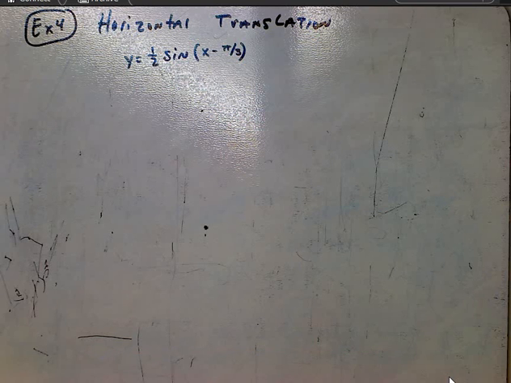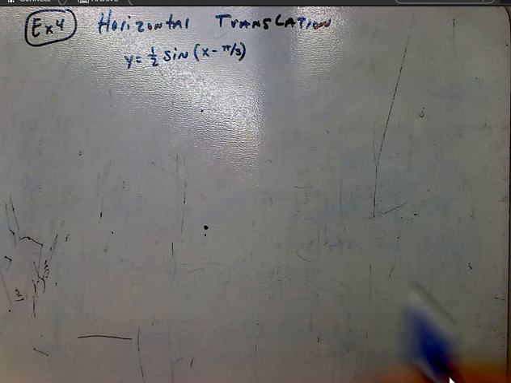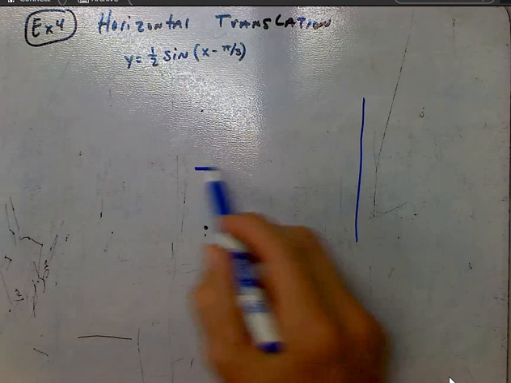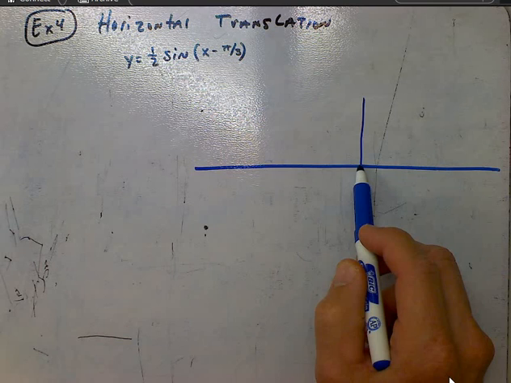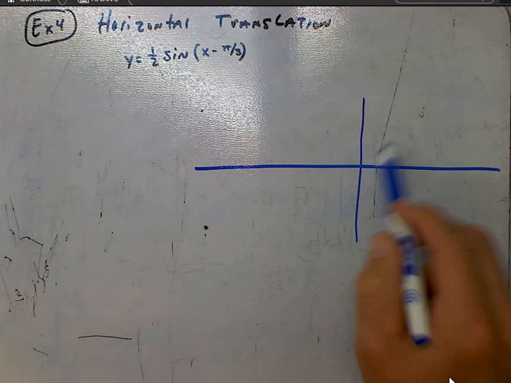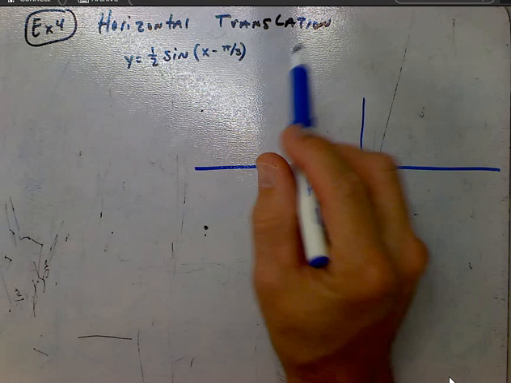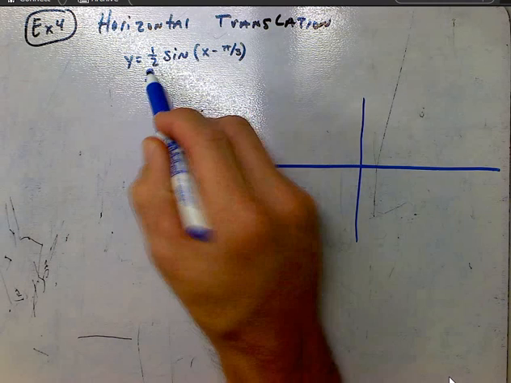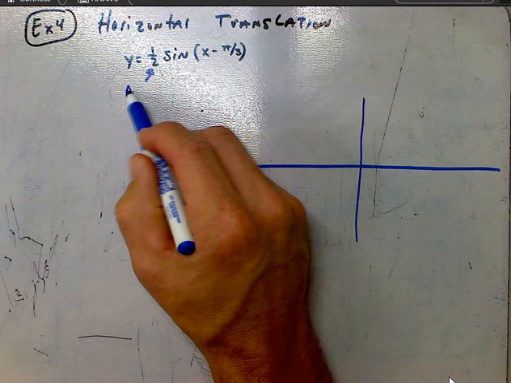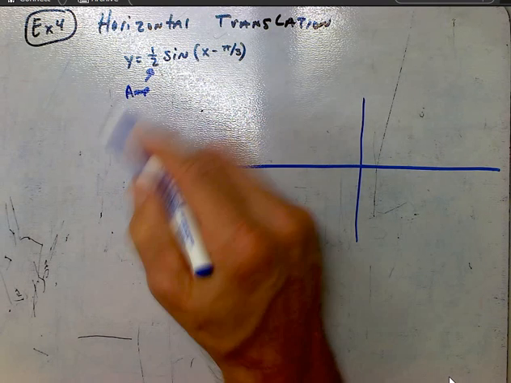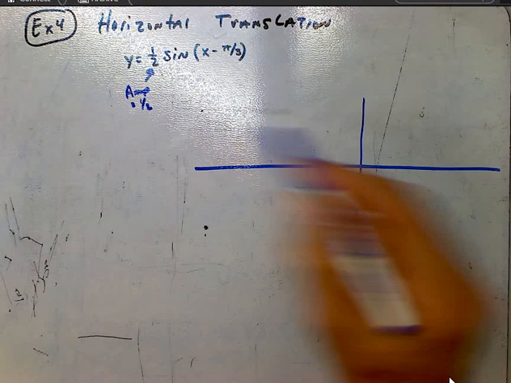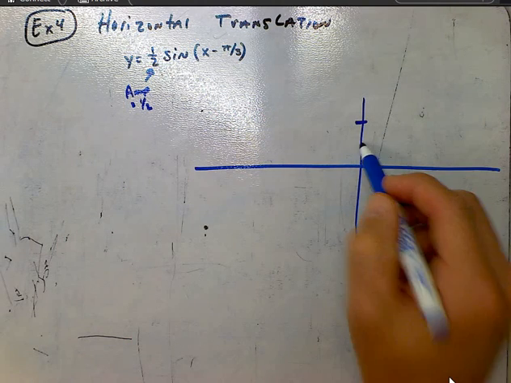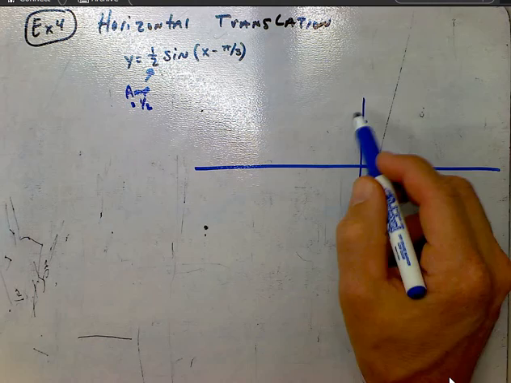In example 4, we're talking about horizontal translation this time. That means we're going to shift the graph left and right. So instead of starting at 0, 0, it's probably going to start somewhere else as far as the 0 goes. Anyway, this 1/2, remember, changes the amplitude. And the amplitude becomes 1/2, meaning the graph only goes up to a half this time. And these are 1, so there's 1 and -1.